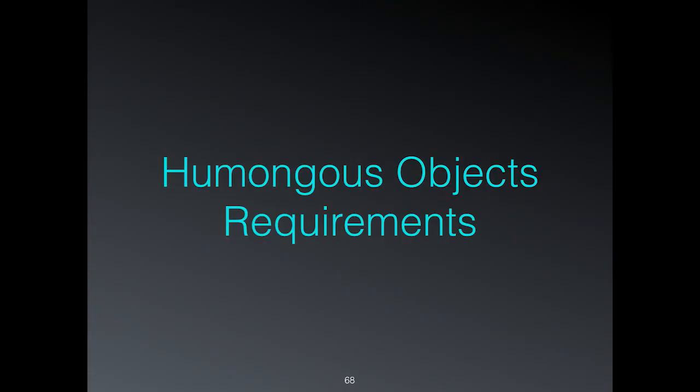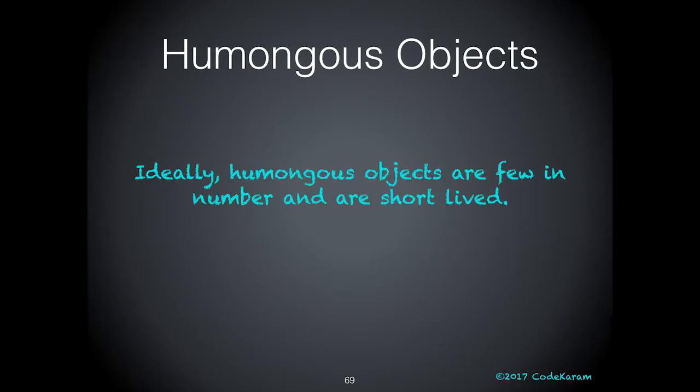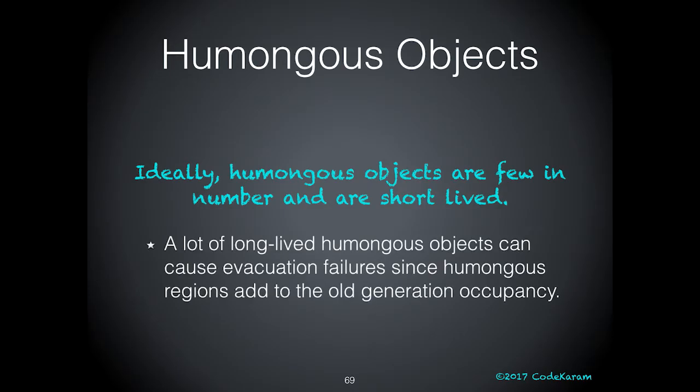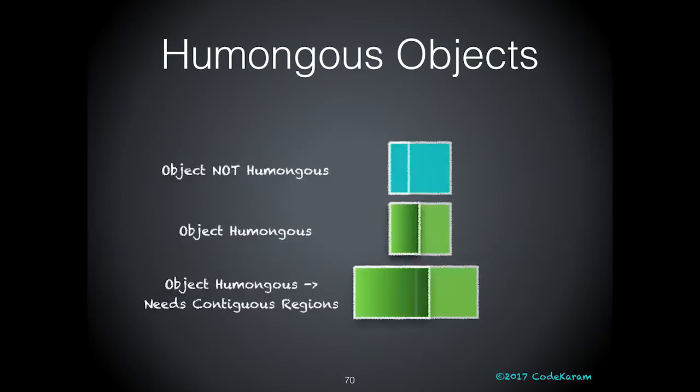Humongous object requirement. Okay. So ideally, humongous objects are few in number and are short-lived. Right, a lot of long-lived humongous objects can cause evacuation failures if you're not sizing your heap properly. If you don't know that humongous objects are directly occupying space out of your old generation, then you don't know that you need to increase that space, and you can get problems because of that. Because humongous regions add to the old generation occupancy, right?